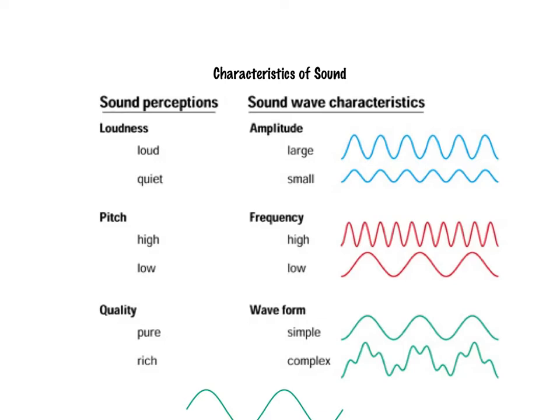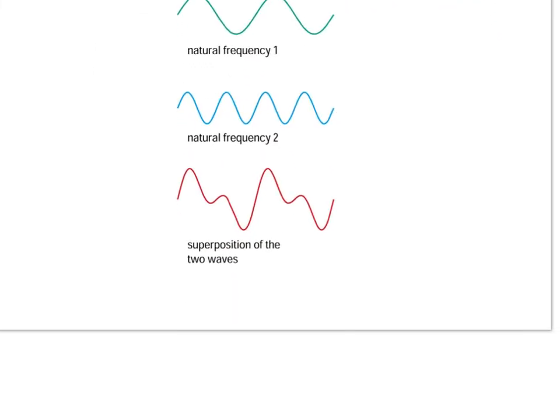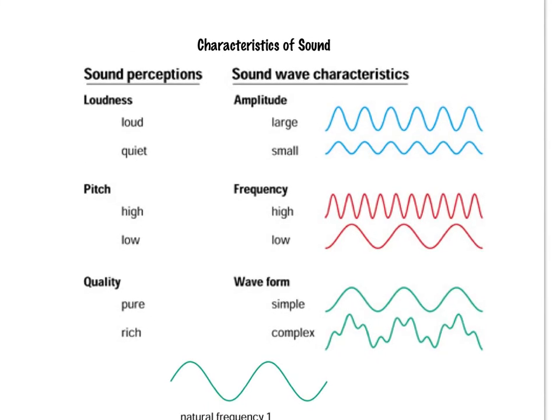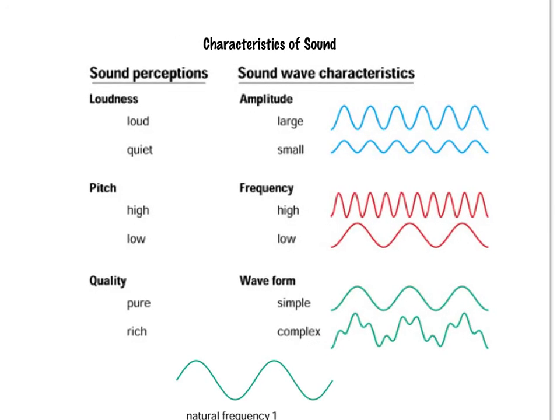Characteristics of sound. What we like to think of with the characteristics of sound is that we can perceive sound as loud or quiet, and that would be reflective of the amplitude that would output.